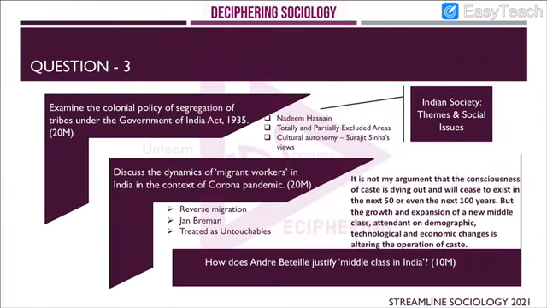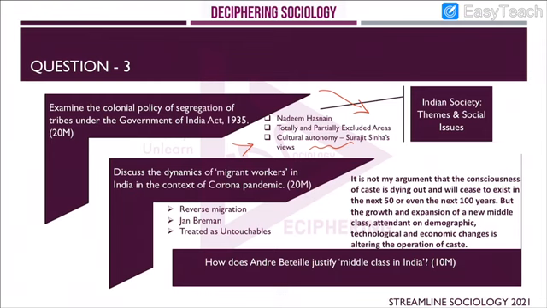Question 3. Examine the colonial policy of segregation of tribals under the Government of India Act 1935. You will find it in Indian Society Themes and Social Issues by Nadeem Hasnain. He talks of totally and partially excluded areas which were defined by the British in the Act of 1935, and you can also substantiate or support it with Surajit Sinha's views, who supports cultural autonomy of tribals.